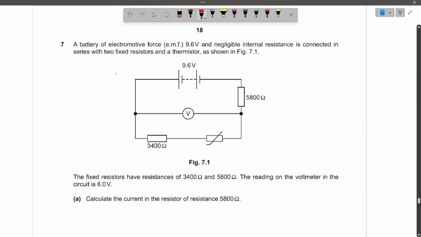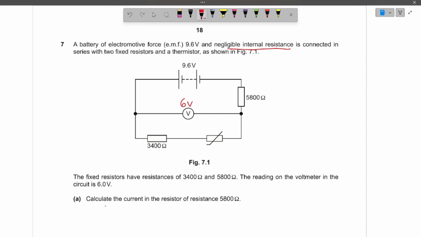Question number 7. A battery of electromotive force EMF 9.6 volts and negligible internal resistance is connected in series with two fixed resistors and a thermistor as shown in figure 7.1. So this is the figure given. The fixed resistors have resistances of 3400 ohms and 5800 ohms. The reading on the voltmeter in the circuit is 6 volts.